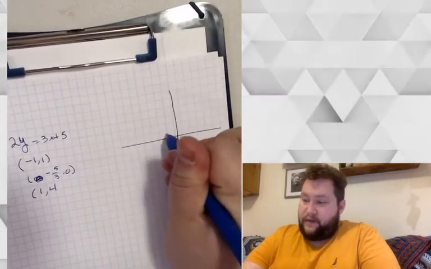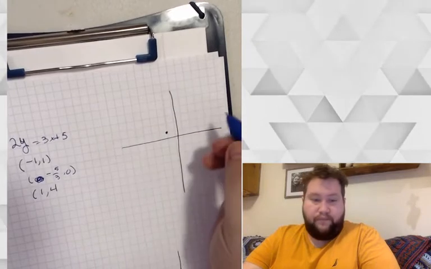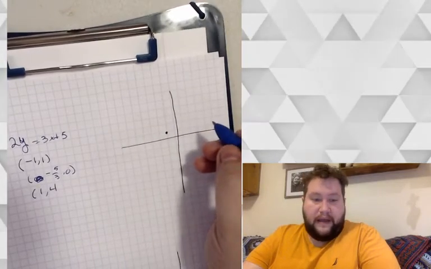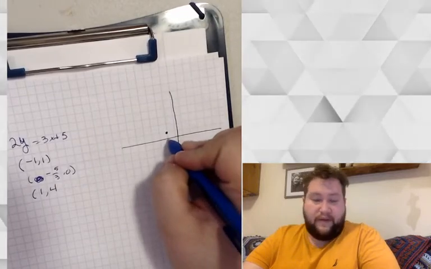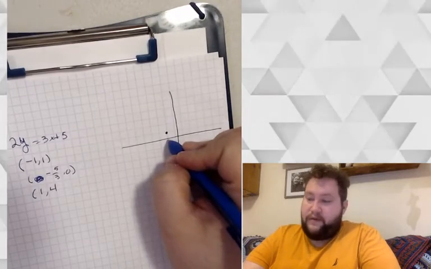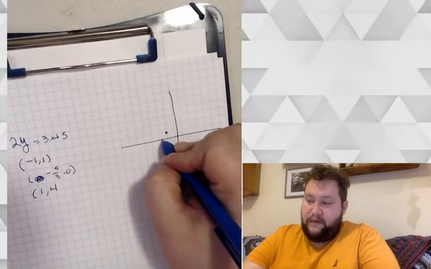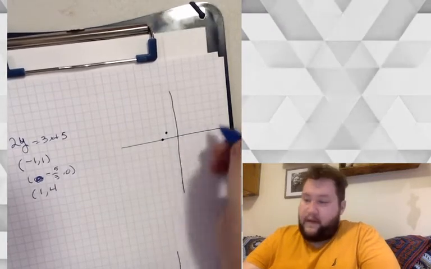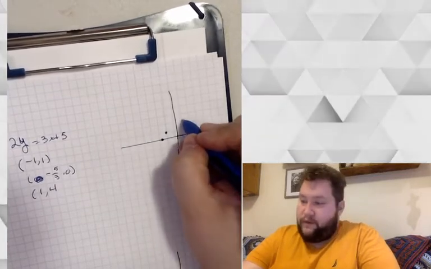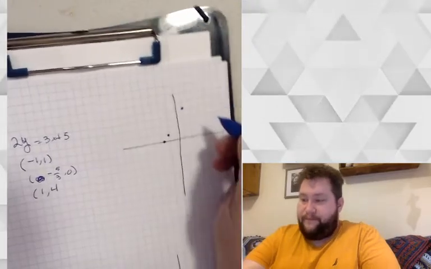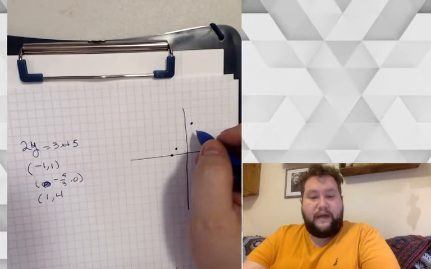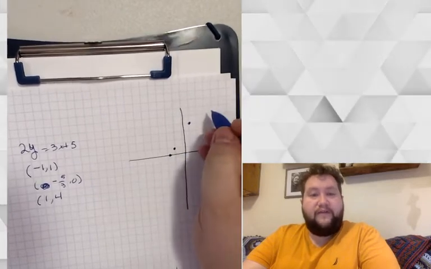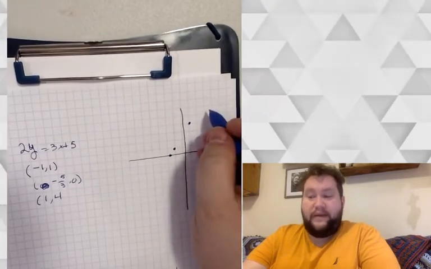So I have (-1, 1), and then I have (-5/3, 0), so that's negative 1 and 2/3, 0. And then (1, 4). And it turns out that if we don't have more points, we can always generate more.